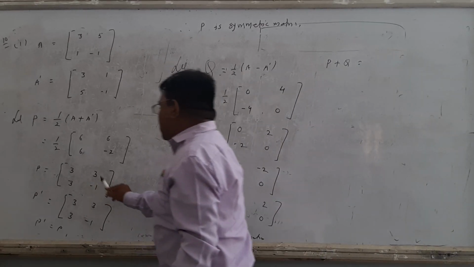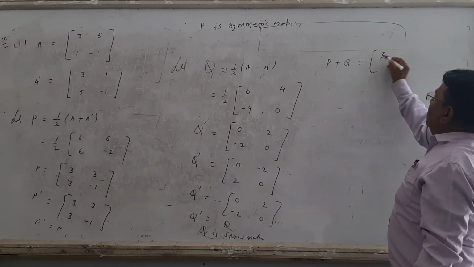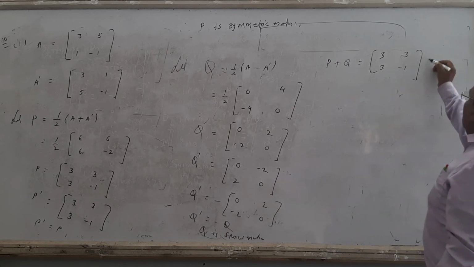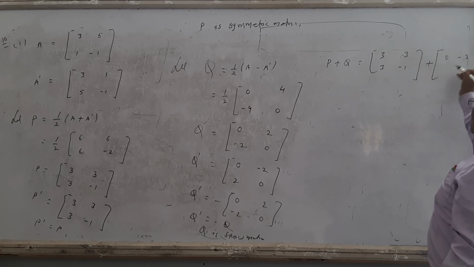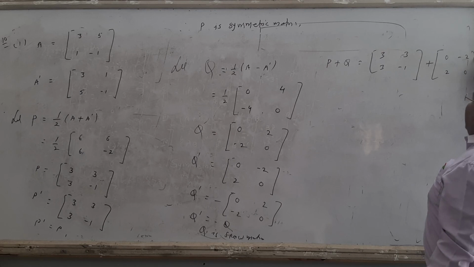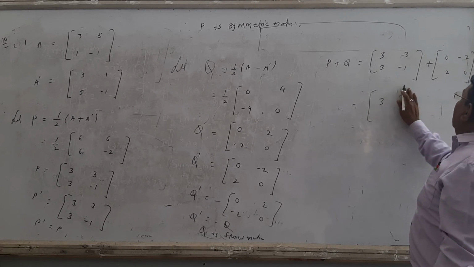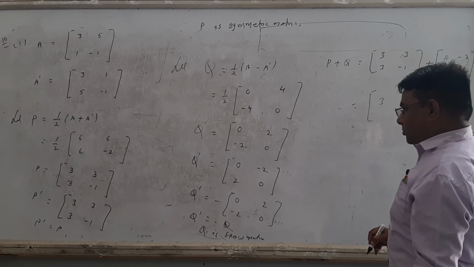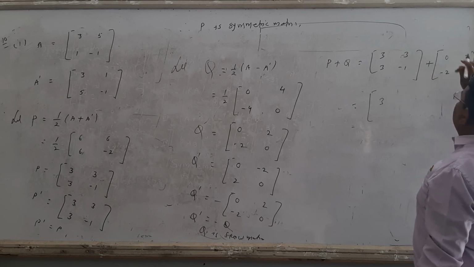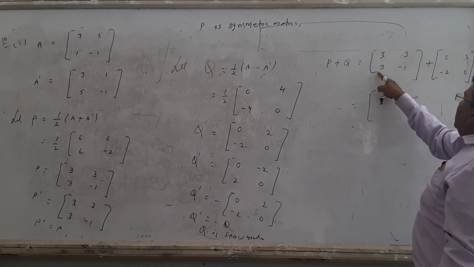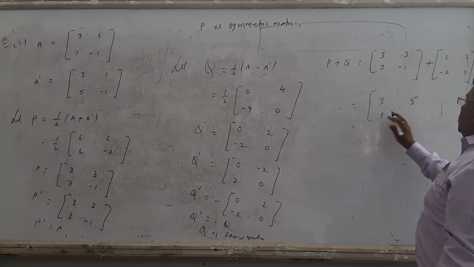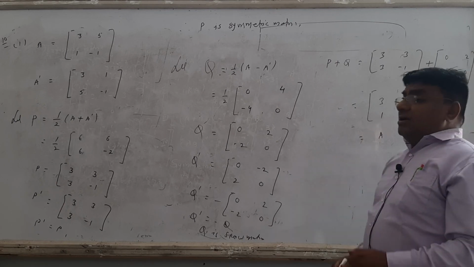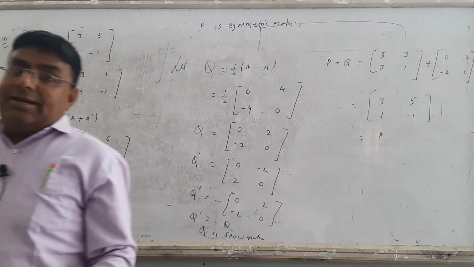Then matrix P is 3, 3, 3, minus 1, and now Q matrix is 0, 2, minus 2, 0. Now adding the two matrices: 3 plus 0 is 3, 3 plus 2 is 5, 3 minus 2 is 1, and minus 1 plus 0 is minus 1. So now this is the matrix A. Hence this matrix is represented as the sum of symmetric and skew symmetric.